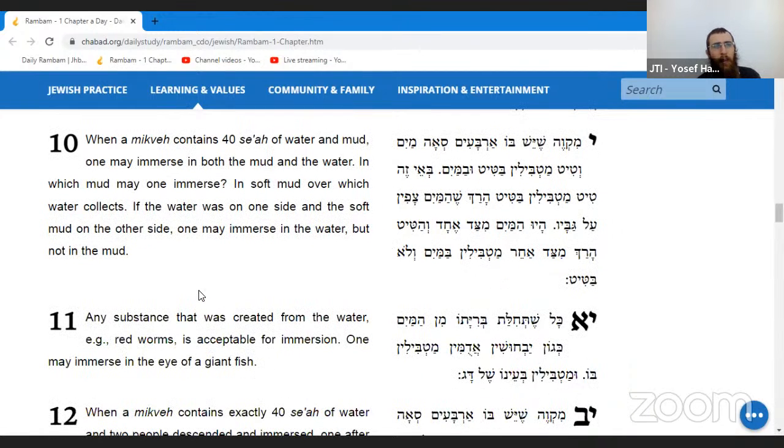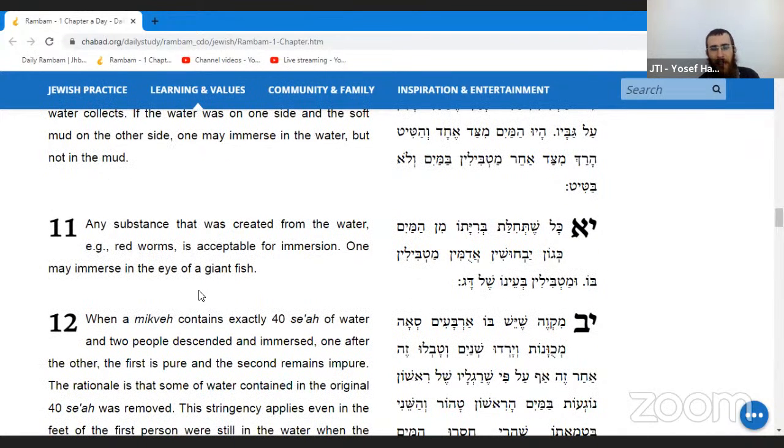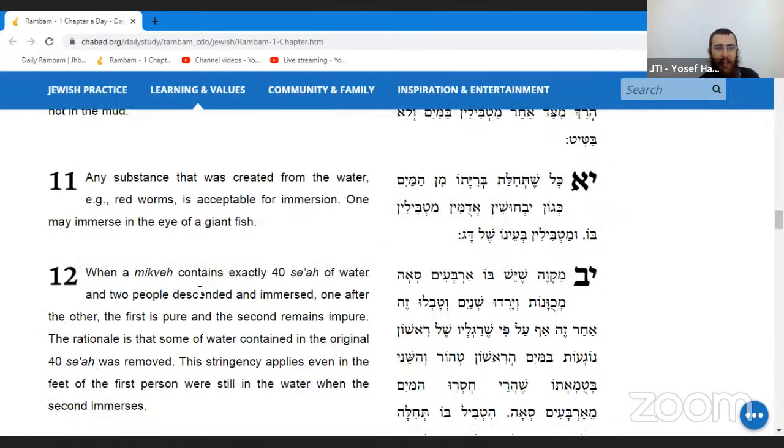Halacha number 10, when the mikveh contains 40 sa'ah of water and mud. So you have the measurement, but it's not pure water, it's water with mud. One may immerse in both the mud and the water. In which mud may one immerse? In soft mud over which water collects. If the water was on one side and the soft mud was on the other side, then one may immerse in the water but not in the mud. So only if it's all mixed together can you actually put your foot into that soft mud and still be considered in the mikveh. But if it's on two sides, with your mud accumulated against one wall and the water on the other side, then you should go on the water side.